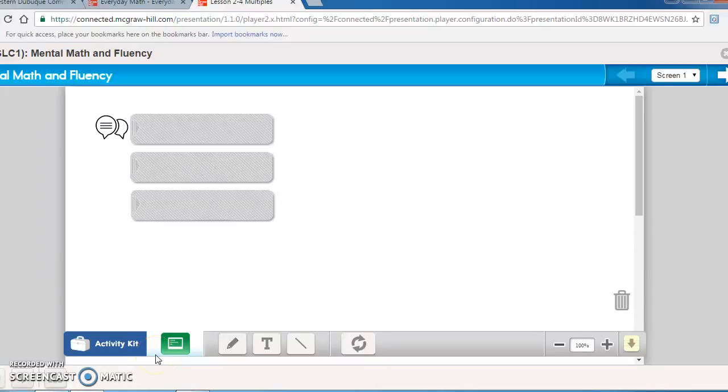2-4, multiples. The focus in this lesson is so that you can solve a number story involving multiples, that you can list multiples of whole numbers, and that you can explore the relationship between factors and multiples. The assessment check is going to be your math journal, page 41.